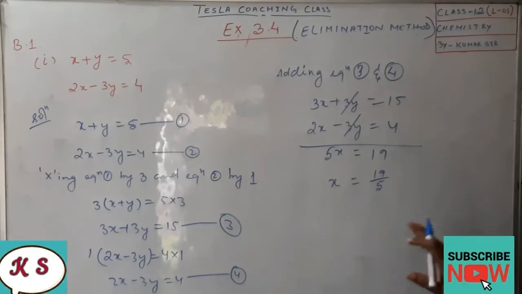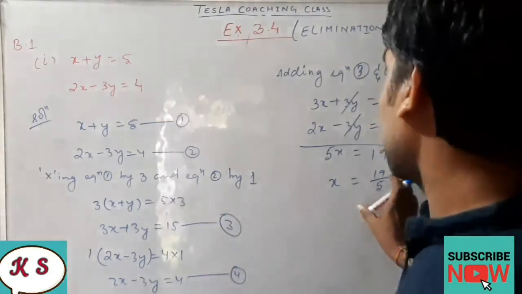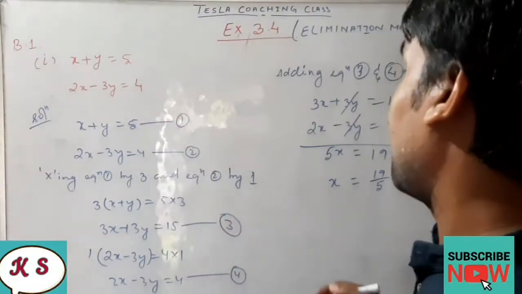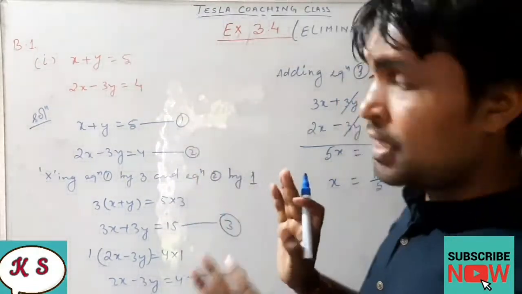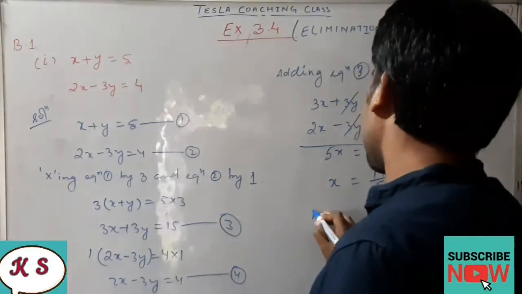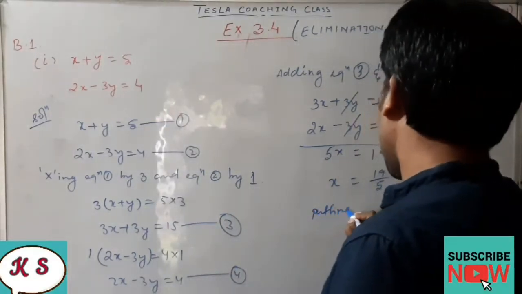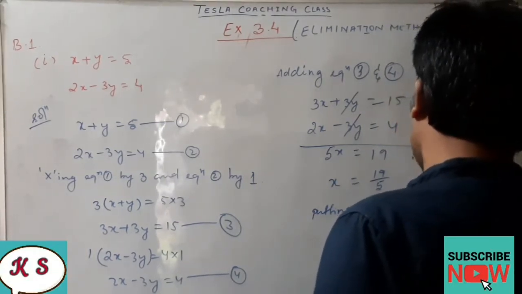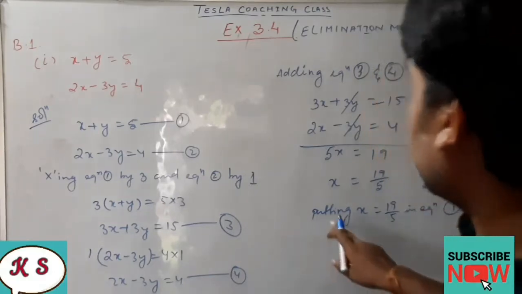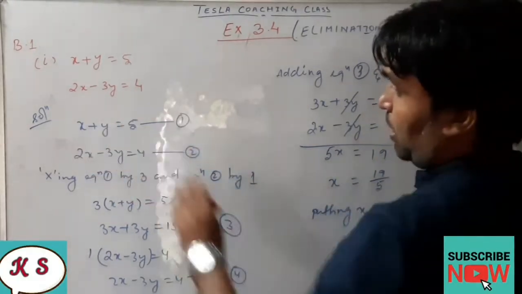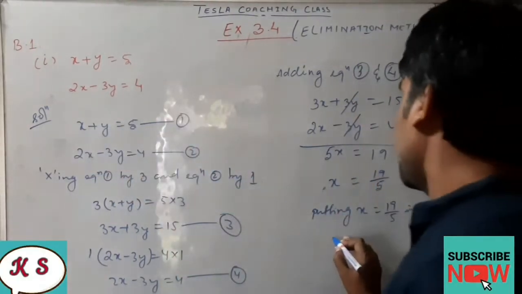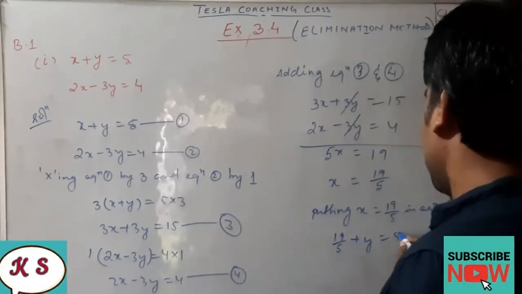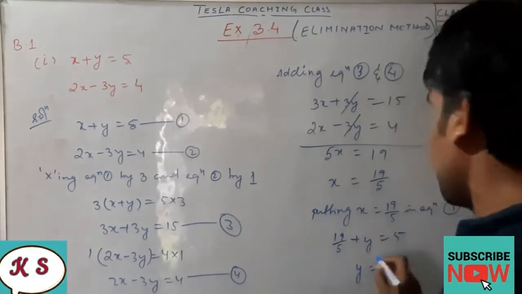Now we are going to find the value of y. This value of x you can put in any one of the four equations. I will put it in equation number 1 because it is simple. So we are writing here, putting x equal to 19 by 5 in equation number 1. So it will be 19 by 5 plus y equal to 5.